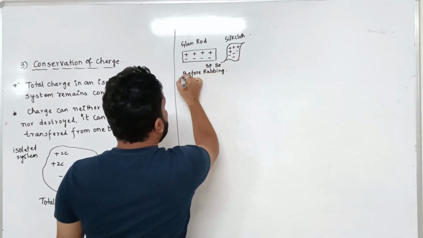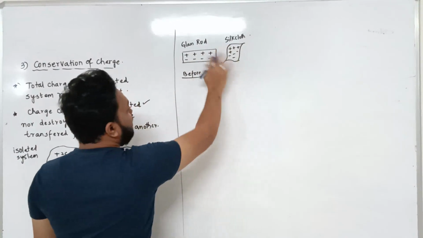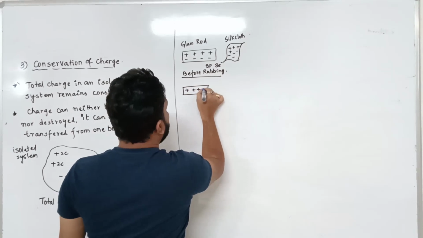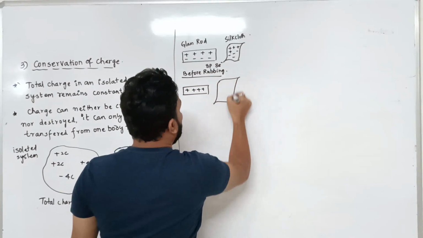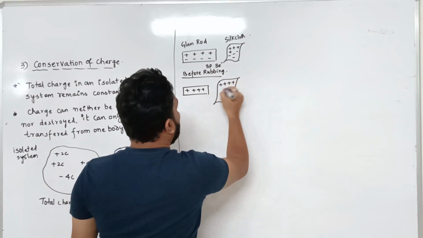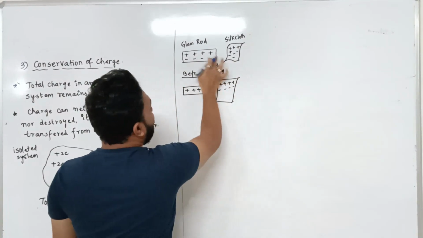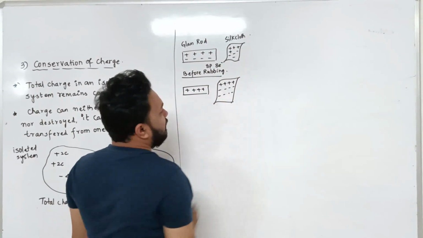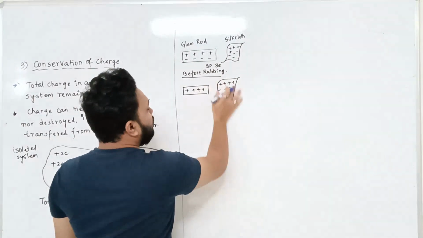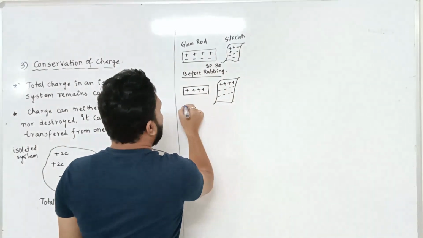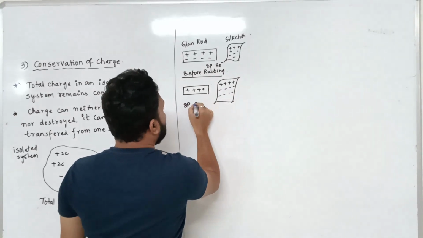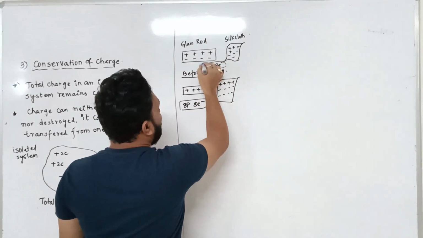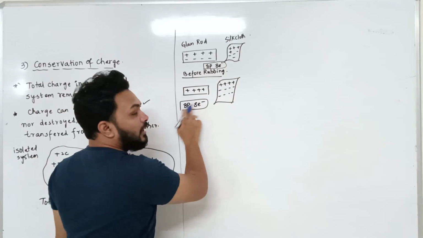If I rub the glass rod against the silk cloth, then electrons from the glass rod are transferred to the silk cloth. Earlier it had 4 protons, 4 electrons. Now 4 electrons are transferred from the glass rod to the silk cloth. How many total charges are there? 8 protons, again 8 electrons. Whatever the total charge we have before rubbing, the same charge is there after rubbing.